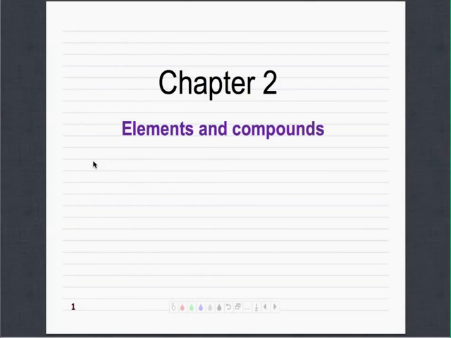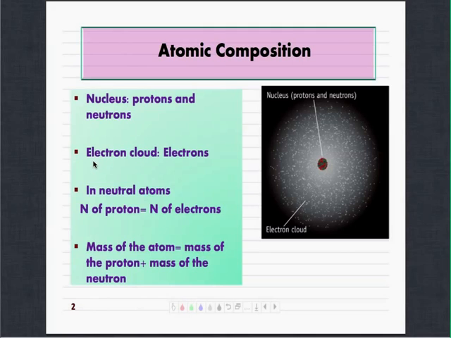So the atom consists of a nucleus, and around it there is an electronic cloud. Electrons around the nucleus. The nucleus has two particles, protons and neutrons. Now, usually the protons are positively charged. The neutrons are neutral. The electrons are negatively charged.